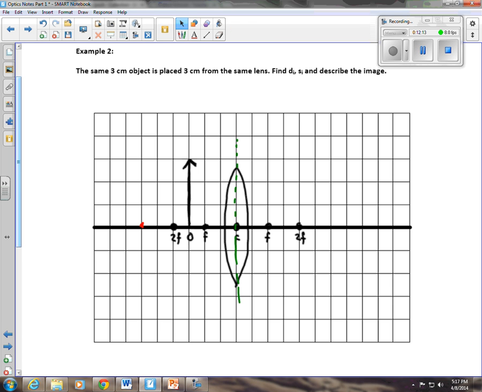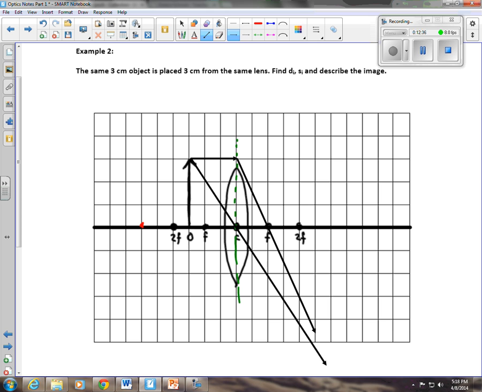Okay. Then I'm going to draw my parallel ray. Parallel goes down through the focus, so parallel to the axis until I get to the midpoint of the lens, and down through the focus. And the second one is going to go straight into the center. So again, it's the same two every time. Parallel through the focus and straight through the center.